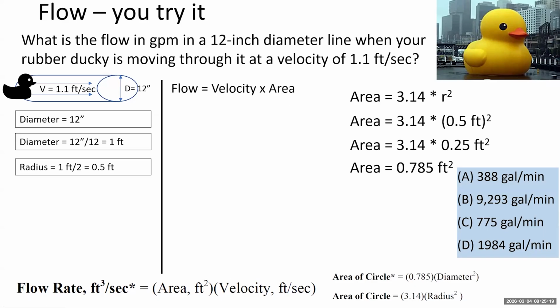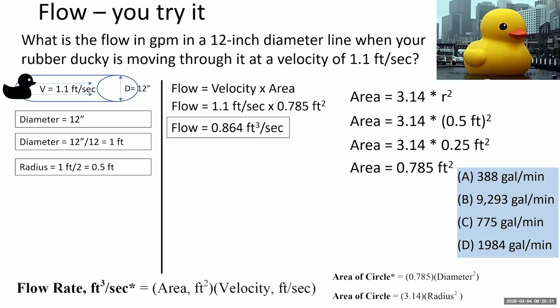So now we know velocity and we know area. So we can use the formula that gets us to the flow answer that we're looking for, right? So velocity times area, 1.1 feet per second, times the 0.785 square feet that we calculated for area. And that gives us 0.864 cubic feet per second. Once again, right? Got the answer. Except that's not the answer. None of these look the same.